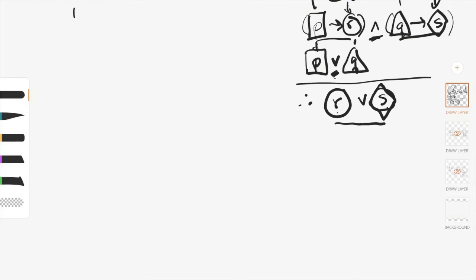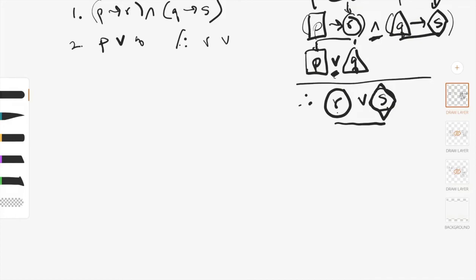So in a situation where we have a proof, we could have something like this. P implies R and Q implies S. On line 2, let's have P or Q. And the conclusion we want is R or S. So analyzing this, we've got P. The square is repeated here. We've got Q. The triangle is repeated here. We have R and we have S.